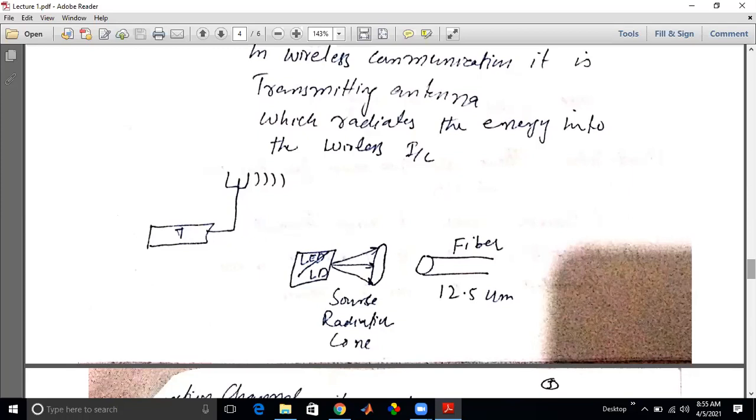Sir, what is the reciprocity theorem? I don't know, sir.